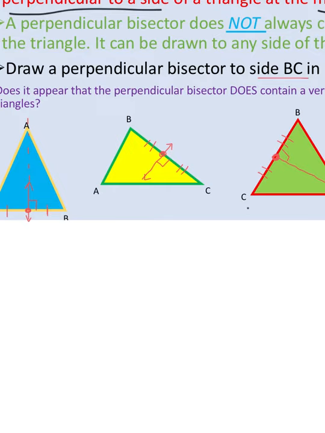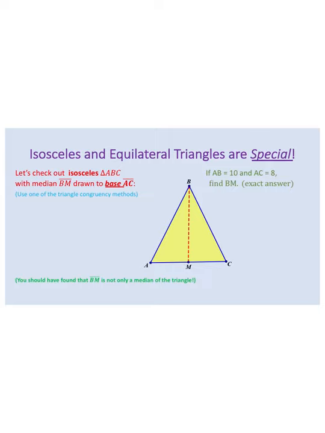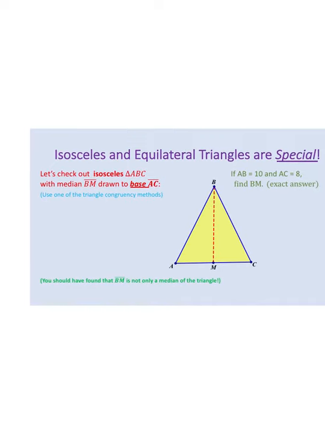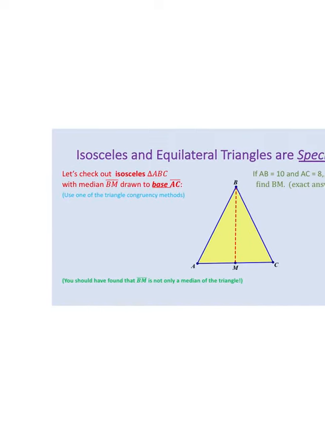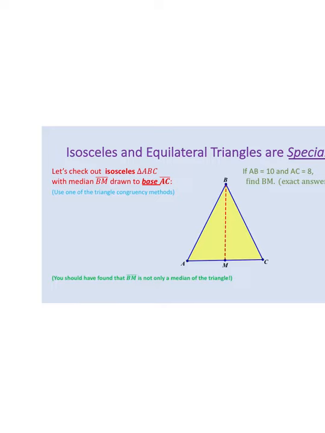The median has to. It's vertex to midpoint. The angle bisector has to. It splits the angle in half, so it has to go through the vertex. And then the second one we talked about was altitude, and that always starts at a vertex, and it's perpendicular to the opposite side. All right, so let's take a look here at this yellow triangle, and it's an isosceles triangle ABC. We drew here median BM to the base AC.